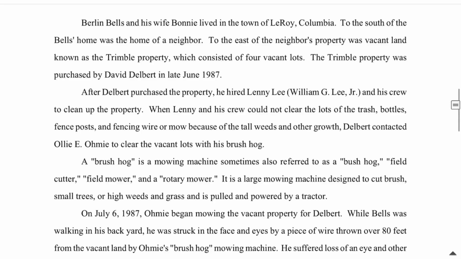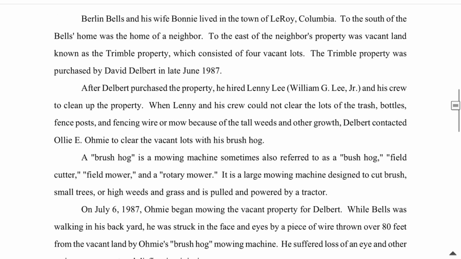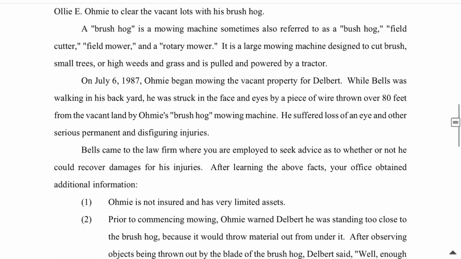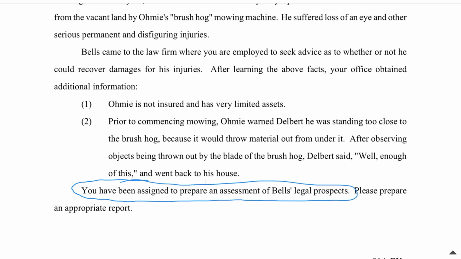This was an actual torts exam. This exam had several parts, and this part was worth 60 points. So the first thing you need to do is go to the end and read the prompt. Here it says, you have been assigned to prepare an assessment of Bell's legal prospects. What does this mean? This means you will be focusing on this person Bell's injuries.